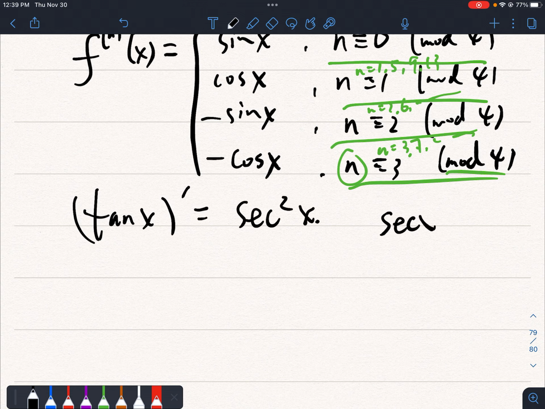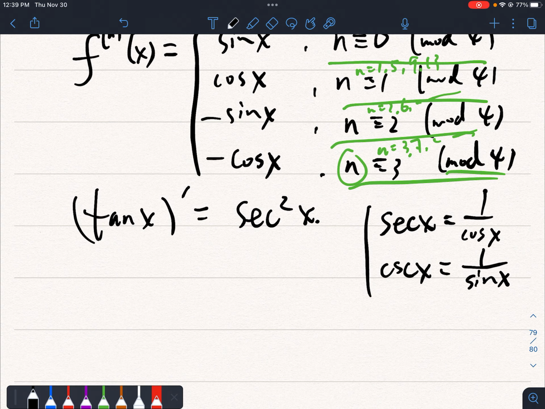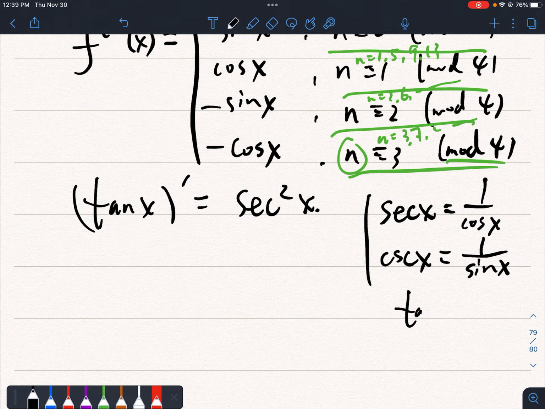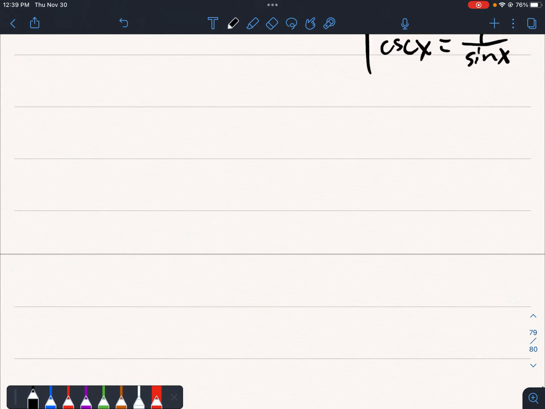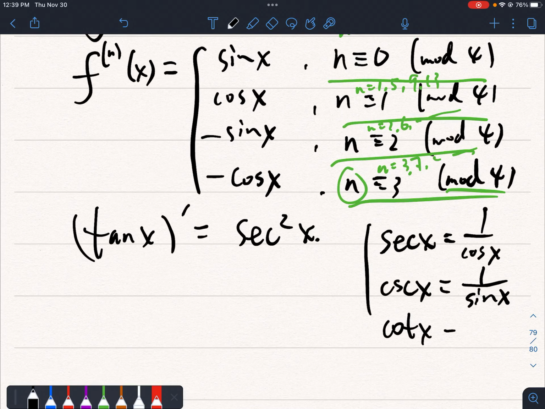And then if you want to calculate the derivative of tangent of x, then it is secant squared of x, where secant of x is 1 over cos of x, but cosecant of x is 1 over sine of x. So they're kind of different, because one might think, because cotangent is paired to tangent, right?